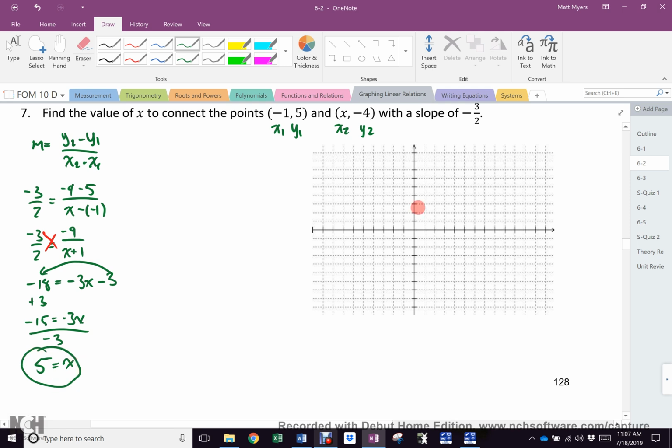There's my answer. Now, if I'm going to do it graphically, I go to -1, 1, 2, 1, 2, 3, 4, 5, right there. And I know I need to get all the way down to y equals -4. 1, 2, 3, 4. Right here, where y is -4. And I know my slope is -3/2. So I go down 1, 2, 3, and to keep it negative, I go right 1, 2. Not there yet. Down 1, 2, 3, right 1, 2. Not there yet. Down 1, 2, 3, right 1, 2. Oh, there I am at 5.